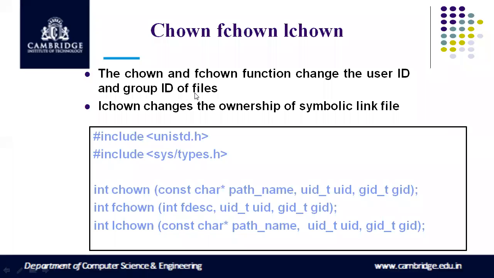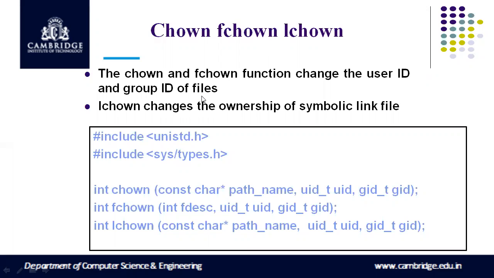Hello everyone. In this video, I'll be talking about chown, fchown, and lchown functions in Unix platform. The chown and fchown functions are used to change the user ID and group ID of files.